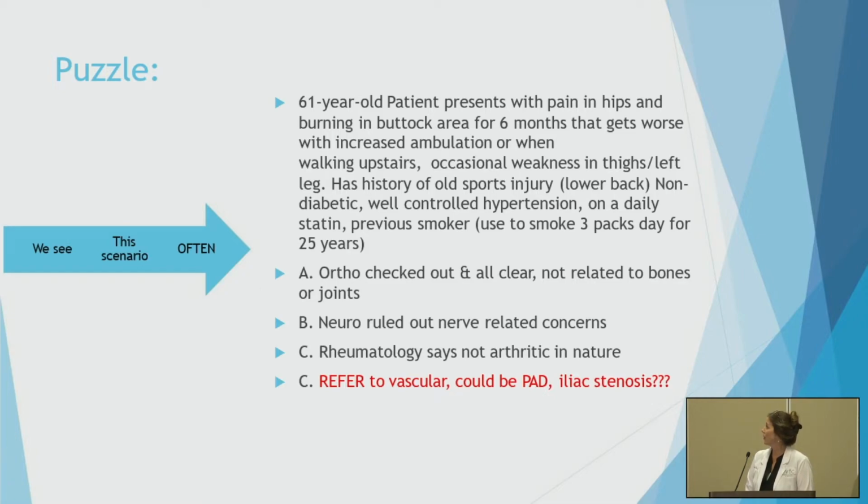So he had been to ortho. They had checked him out, all clear. It was not related to bones or joints. Neuro had ruled out any kind of nerve concerns. Rheumatology said it was not arthritic in nature. And he finally had a referral to us, and he had distal aortic and left iliac stenosis. So it took him a minute. I think it was about a year before he got to us.